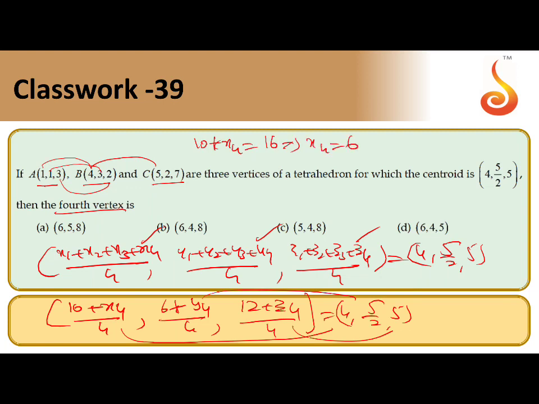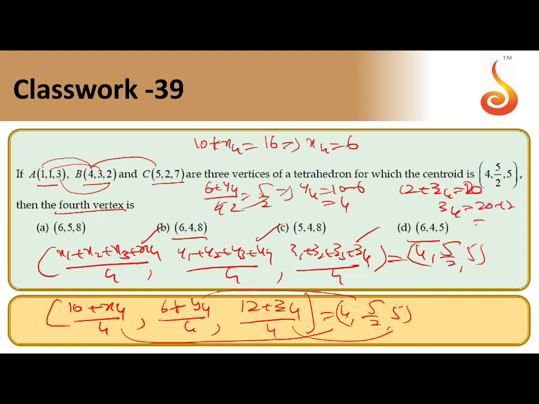Look at the options. Which option is matching? 6 is in several options. Now we take one more. 6 plus y4 by 4 equals 5 by 2. The 2s cancel, so y4 equals 10 minus 6, which gives 4. Now equate the last one: 12 plus z4 equals 4 times 5, which is 20. So z4 equals 20 minus 12, which gives 8. So the fourth vertex D is (6, 4, 8). Option B is matching, not option D.